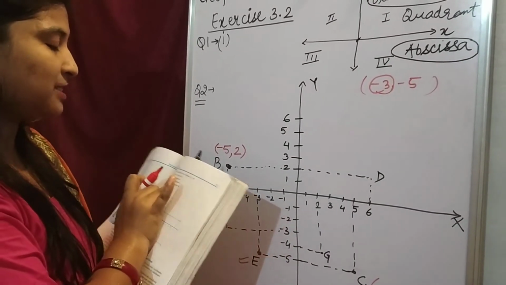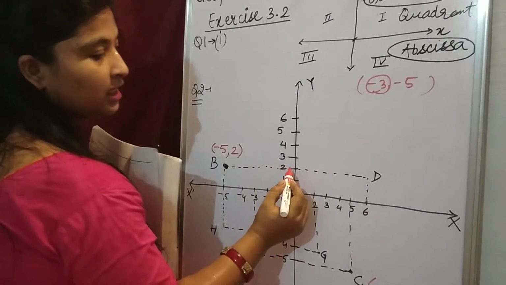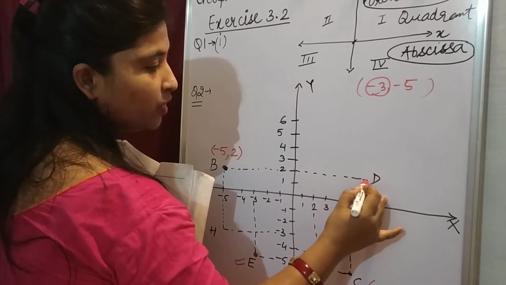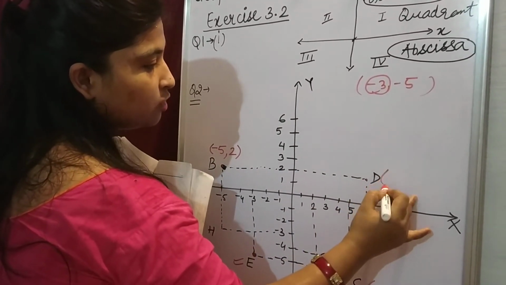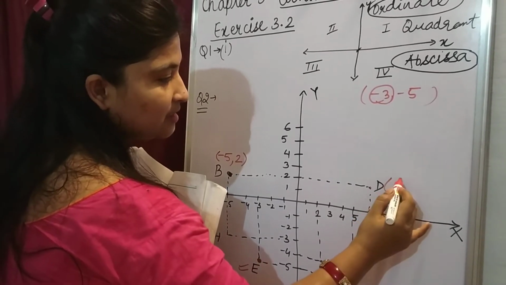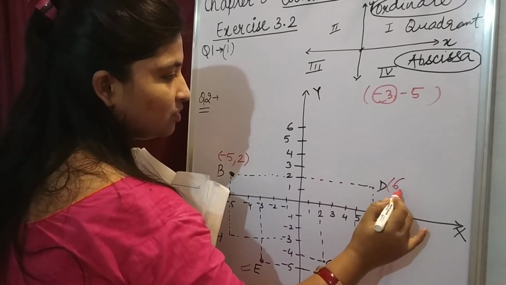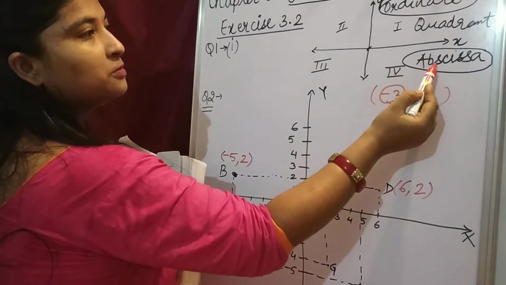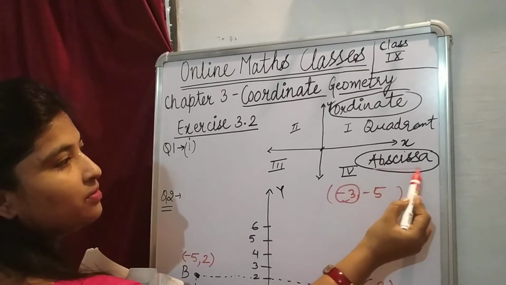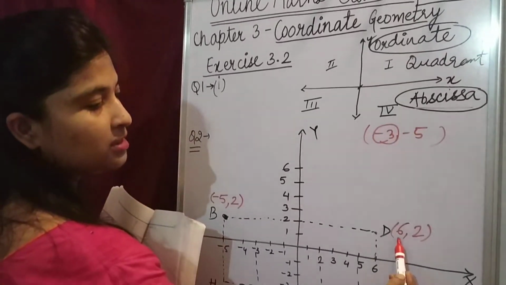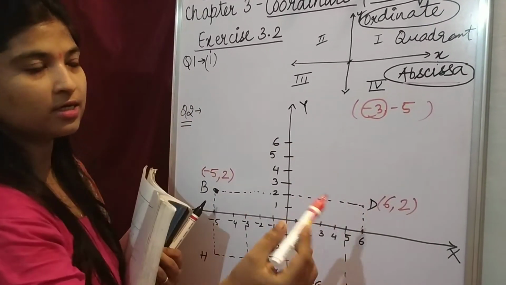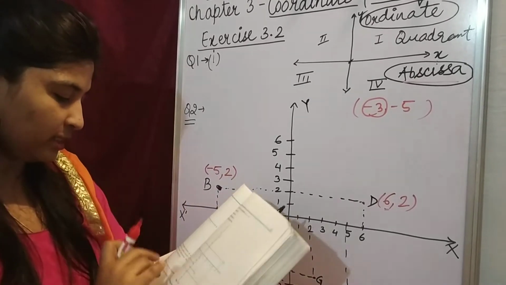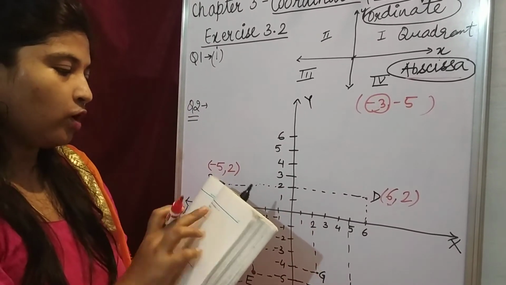Fifth part, abscissa of point D. Can you tell me the abscissa of point D? First of all, tell me the coordinates of point D. Point D has x as 6 and y as 2. So (6, 2). So what is the abscissa? Abscissa means x, the x coordinate. So what is the x coordinate of this point D? Yes, it is 6. So the abscissa of point D is 6.